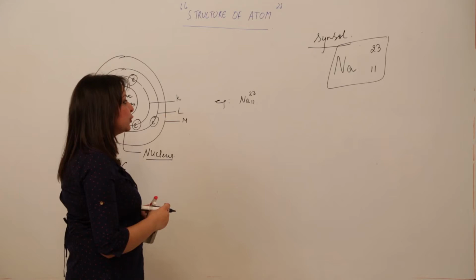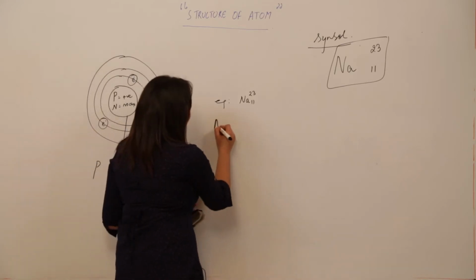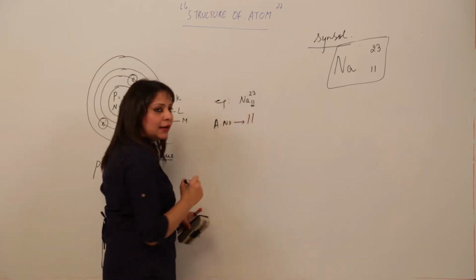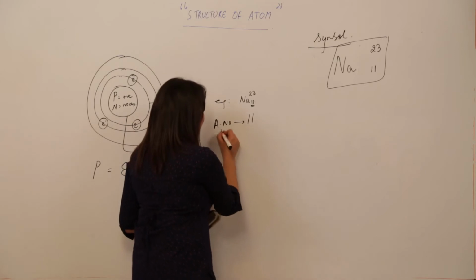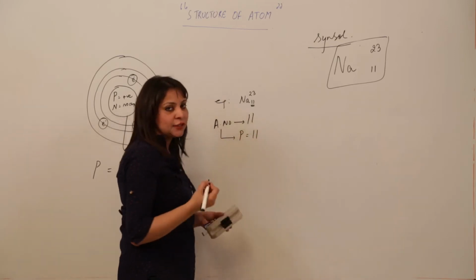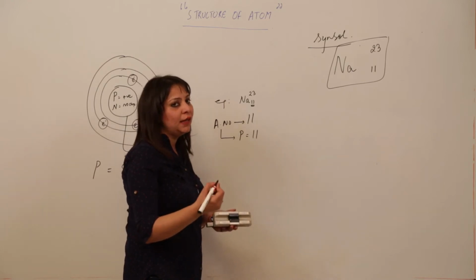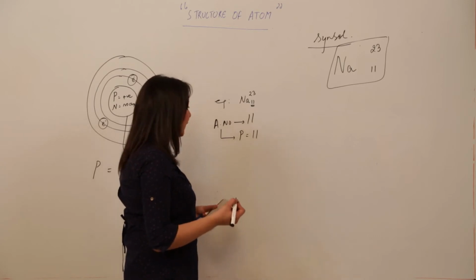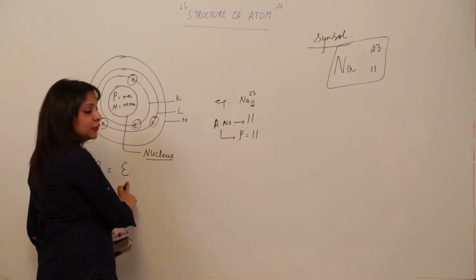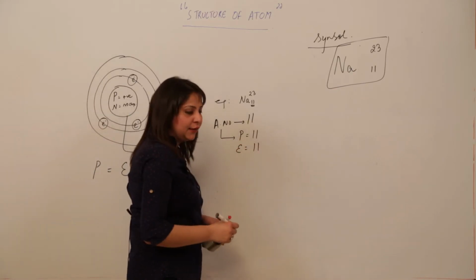So what information do we get from the atomic number and mass number? See, the atomic number, as I have told you, is written as a subscript, it is 11. Atomic number corresponds to the number of protons. That means protons are 11, because atomic number is actually the number of protons present in the atom. And we know the atom is electrically neutral. The number of protons is always equal to the number of electrons. So that specifies the electrons are also 11.